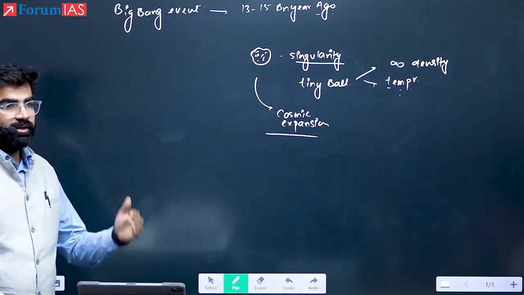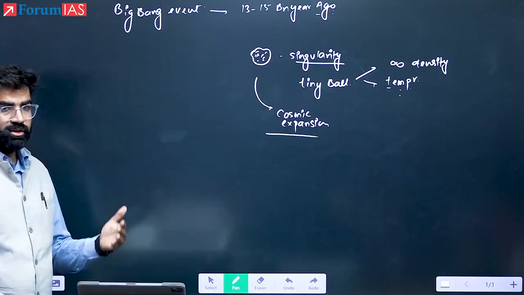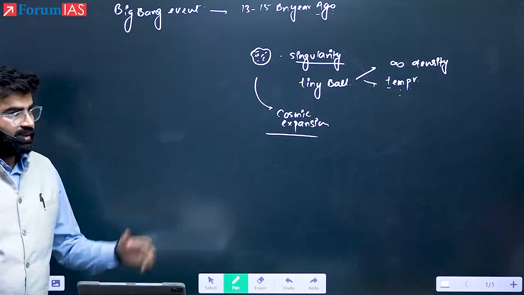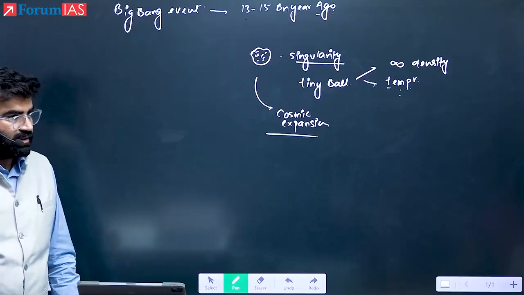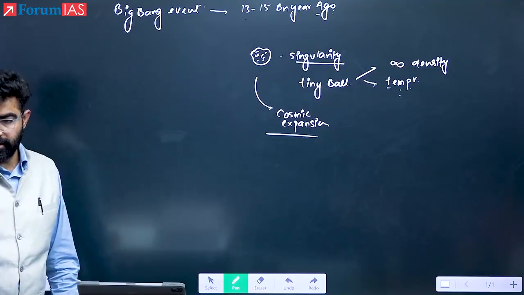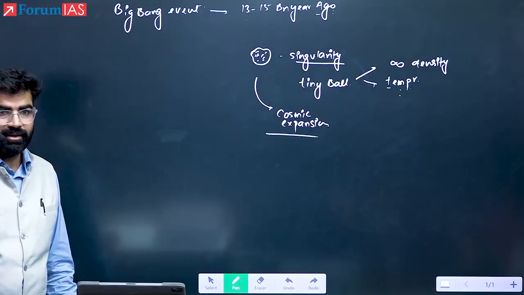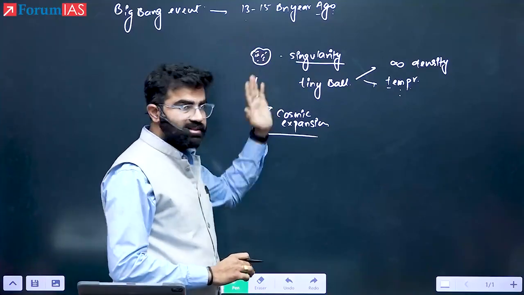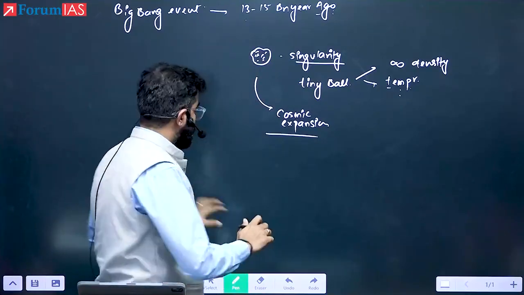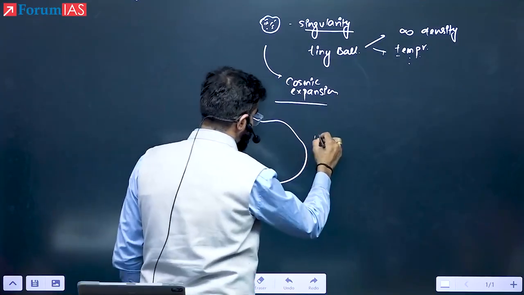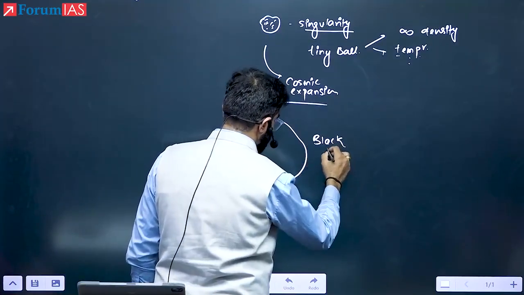Now in this expansion, just tell me one more thing: this singularity was existing in the space, or space came out from the singularity itself? Space also came out from the singularity. Yes, it is true. So nothing was there. We consider at that time only the singularity was existing, right? Now see here, why the singularity was existing. For example, this is a black hole. What do you understand by black hole?